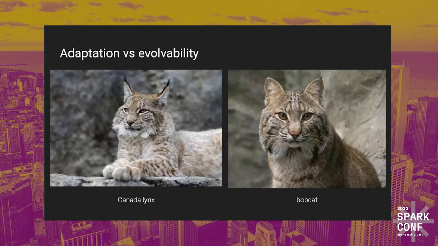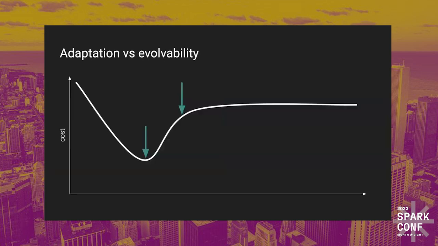And with the effects of climate change, as the cold, snowy habitats of the Canada lynx start getting warmer, the bobcat may end up actually outcompeting the Canada lynx. You can represent this through what's called a fitness landscape. So on the y-axis is rising costs. The lower you go, the more fit. The higher you go, the less fit. And a species like the Canada lynx has found the optimum position, like this arrow here.